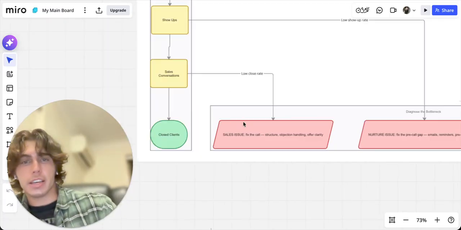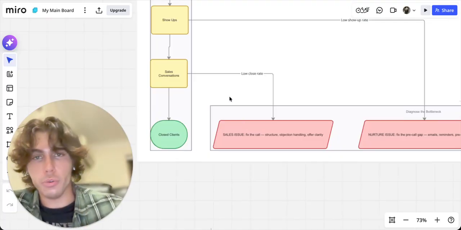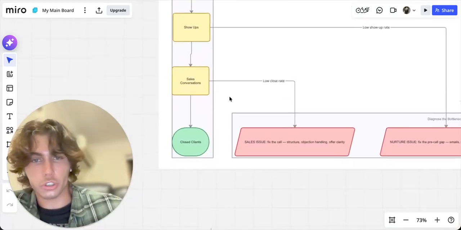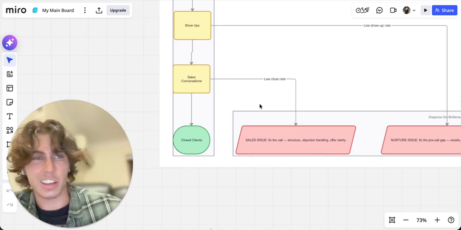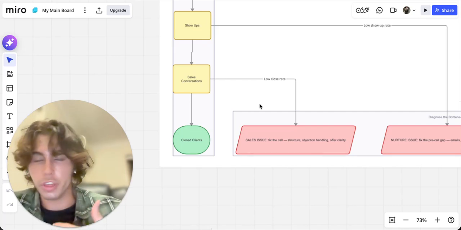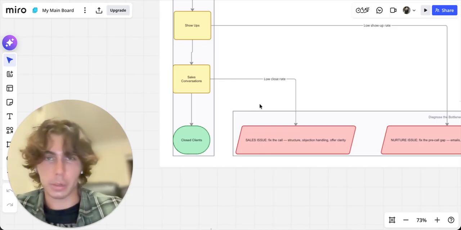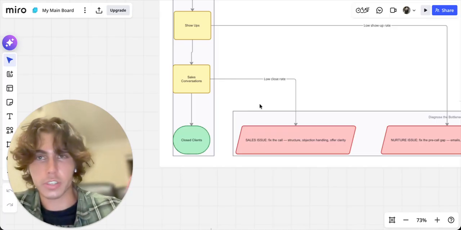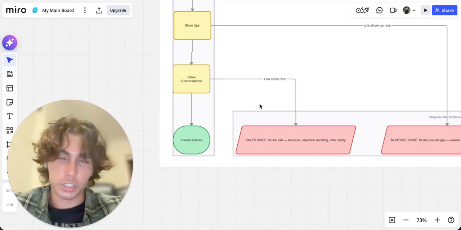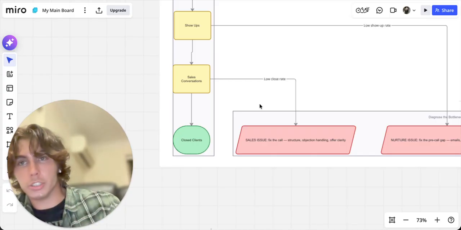Now, the final thing is the close rate, okay? If you don't have any issues with leads, if you don't have any issues with show up, but you have an issue with actually getting closed deals, or you have an issue with people not paying in full and doing crazy payment plans across multiple months, even though you have a high ticket offer, that's a closing issue, okay? It's a sales issue fundamentally.